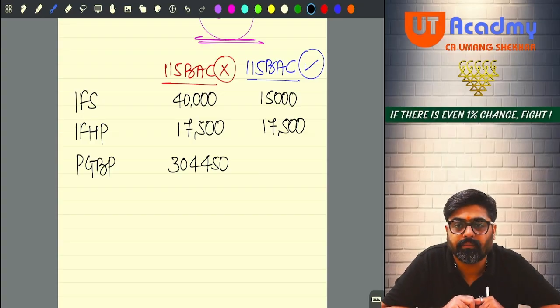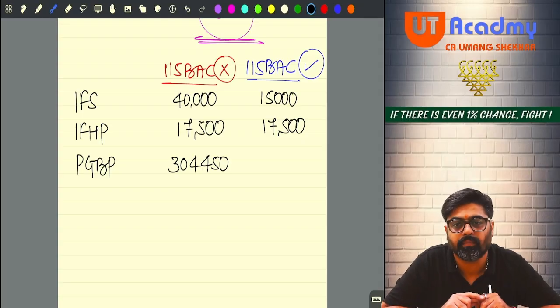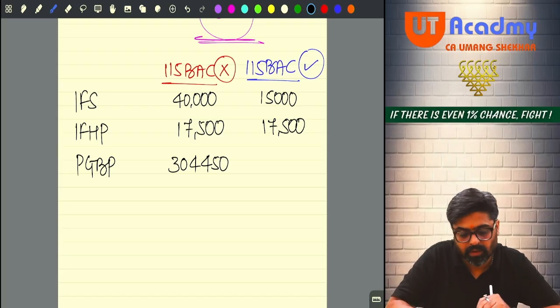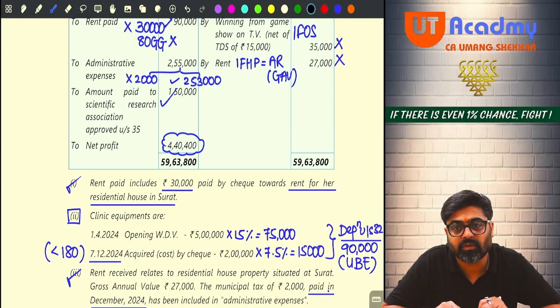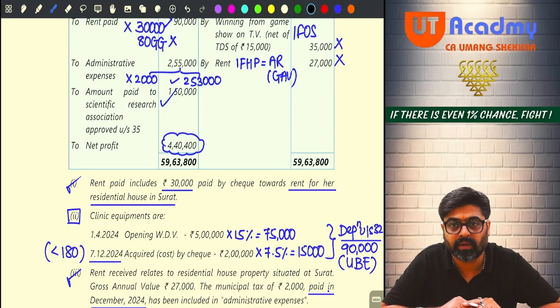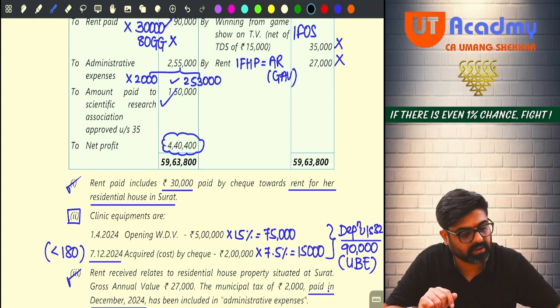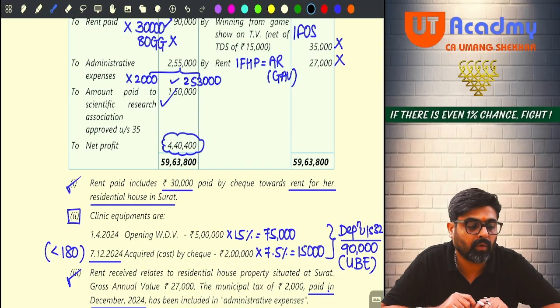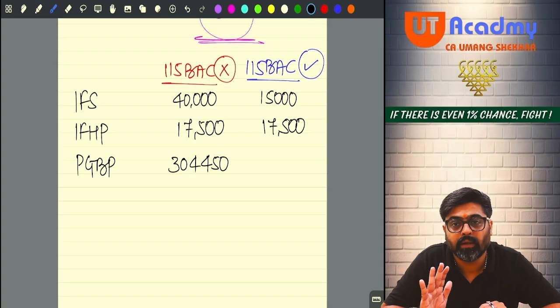Yes or no? But wait. If you don't follow 115BAC, then this is your PGBP income. But what if you follow 115BAC? Don't you think that this amount paid to the Scientific Research Association as donation, even this will be disallowed? So this is also to be added to the profit. So on your 3,04,450, you will have to add 1,50,000 once more. So you are going to get 4,54,450. How much are you going to get?